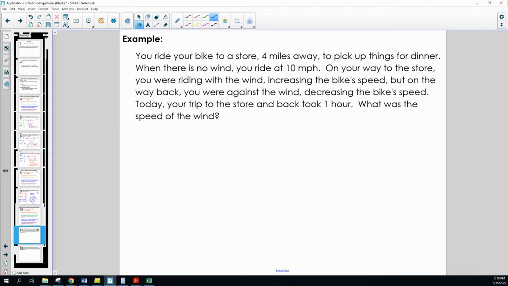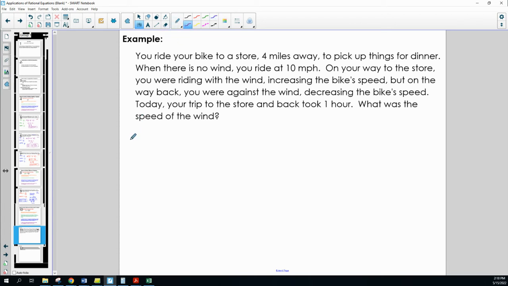So here's our example. You ride your bike to a store 4 miles away to pick up things for dinner. When there is no wind, you ride at 10 miles per hour. On your way to the store, you are riding with the wind, which is increasing the bike speed, but on the way back, you were against the wind, decreasing the bike speed. Today, your trip to the store and back took 1 hour. What was the speed of the wind?